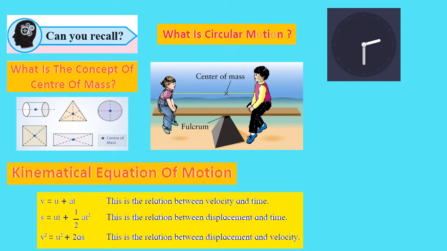Expecting that you all know this, u is initial velocity, v is final velocity, a is acceleration, t is time, and s is displacement.